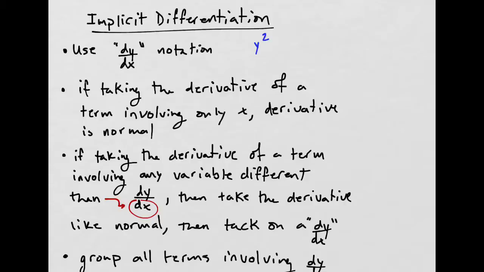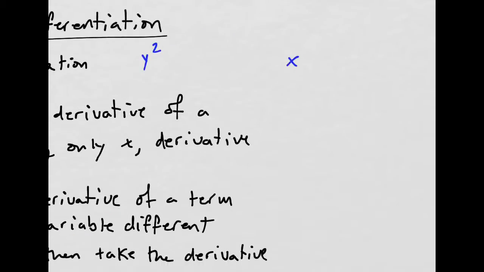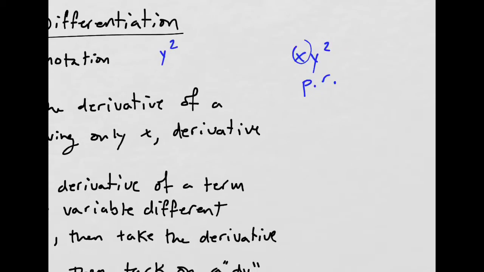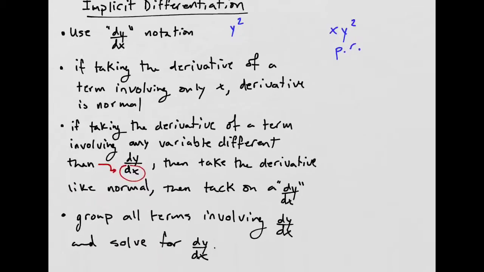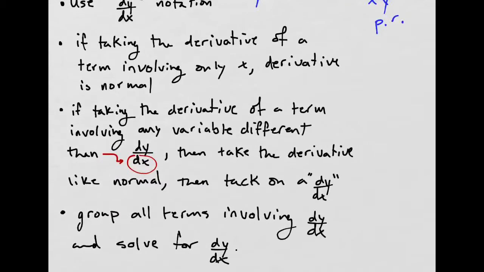That's fine and dandy. If you have something that's x times y squared, it'd be xy squared. You use the product rule here, so you've got to be careful with that because these are two different functions. And then you'd have to use the chain rule for that. That's the implicit differentiation part.